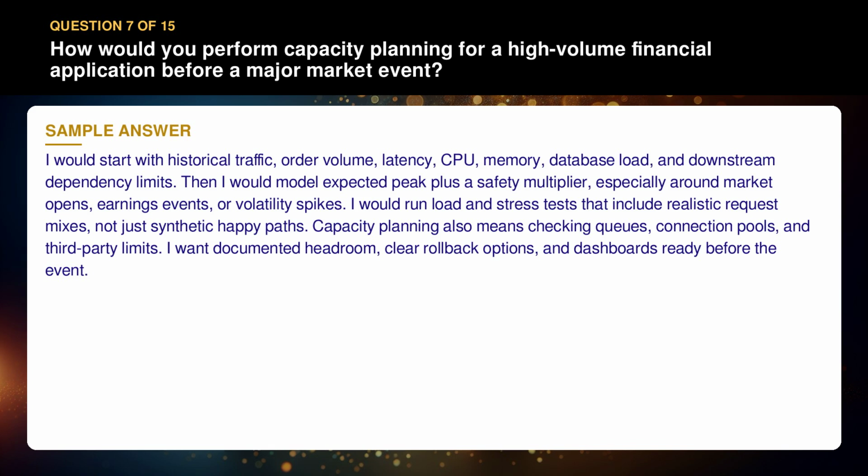I would start with historical traffic, order volume, latency, CPU, memory, database load, and downstream dependency limits. Then, I would model expected peak plus a safety multiplier, especially around market opens, earnings events, or volatility spikes. I would run load and stress tests that include realistic request mixes, not just synthetic happy paths. Capacity planning also means checking queues, connection pools, and third-party limits. I want documented headroom, clear rollback options, and dashboards ready before the event.